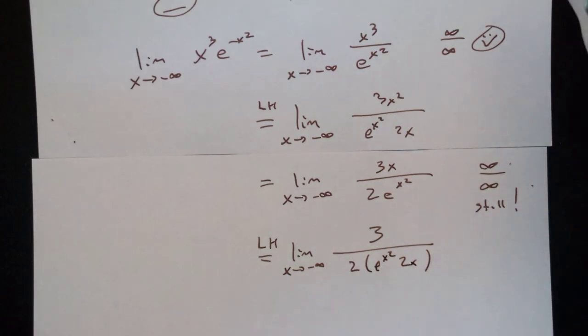Now, the top is a number, 3. What happens to the bottom as x gets bigger and bigger and bigger and bigger? Somebody speak up. It goes to infinity. So if I have something that is finite divided by something that is getting bigger and bigger and bigger and bigger, what is the overall result?